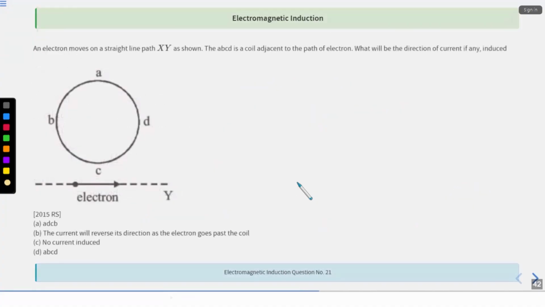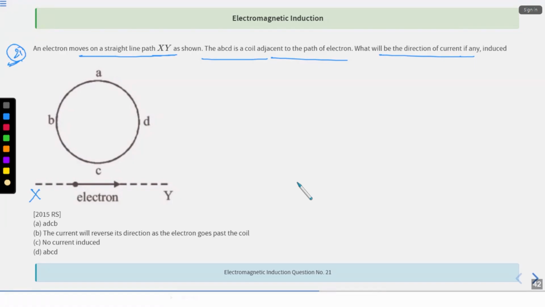Question number 21. An electron moves on a straight line path x, y as shown. So an electron is moving like this. ABCD is a coil adjacent to the path of the electron, in the same plane. What will be the direction of current, if any, induced? Basically, they are asking that an electron is moving like this in the xy path, and due to this movement, will there be any current induced in this ABCD coil? And if it will be induced, then tell me the direction also.